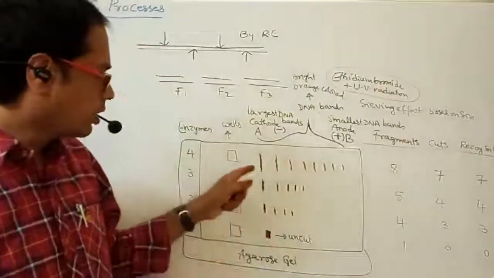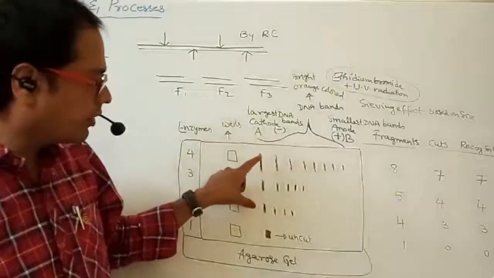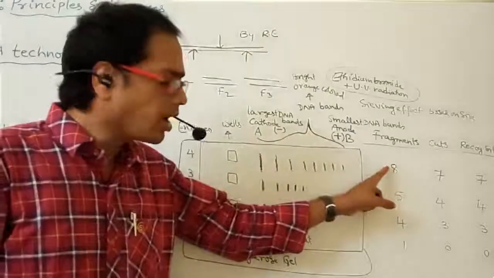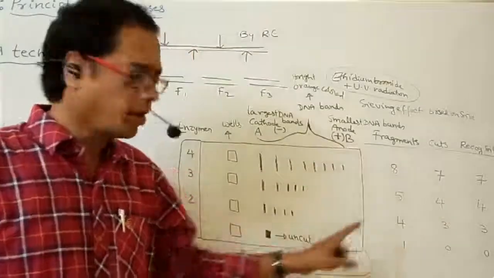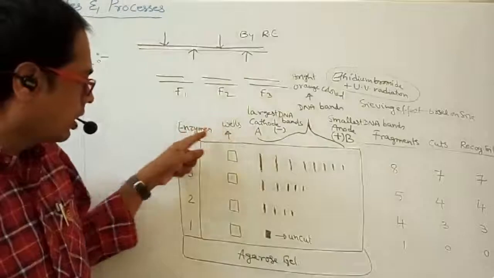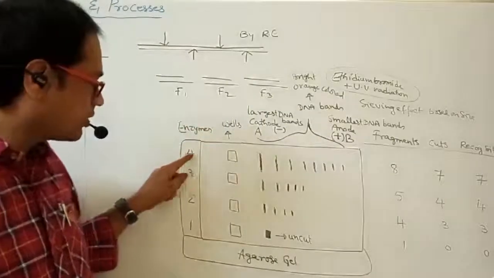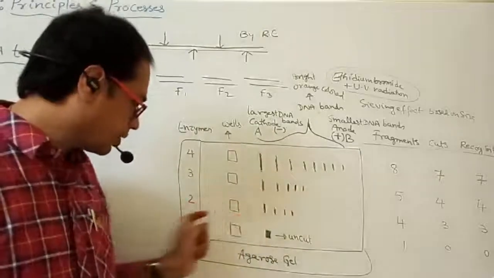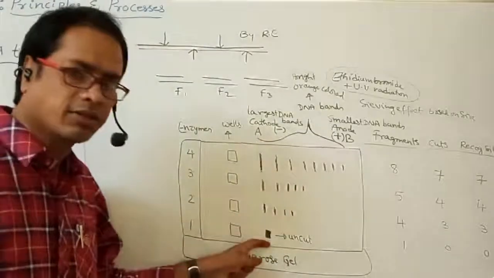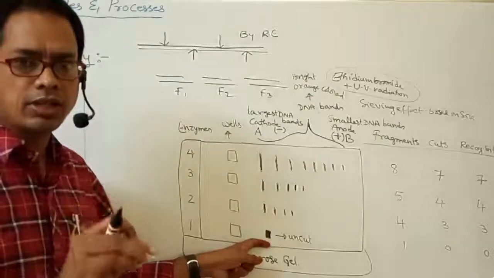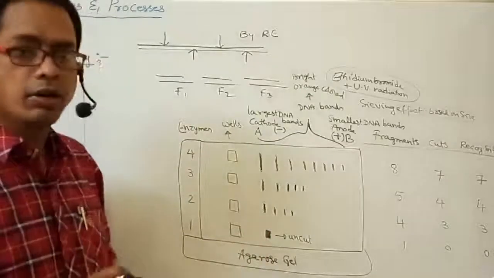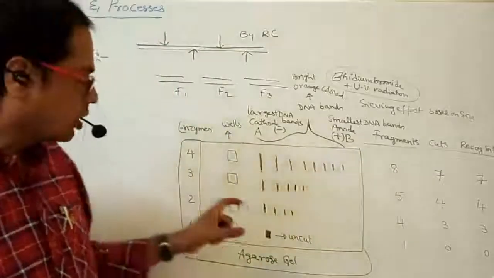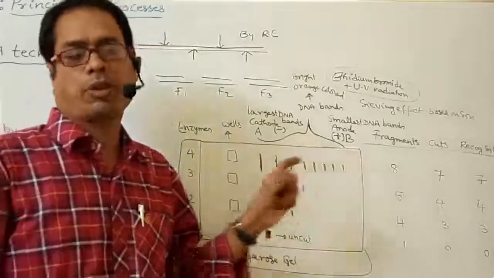Okay, so in the textbook a figure is given like this. How many fragments are there? 8 fragments. Cuts means 7, like this. This is enzyme 4, this is enzyme 3, this is enzyme 2. Enzyme 1 is uncut, that is, the enzyme does not cut that DNA, so only one fragment is there. So many DNA fragments are obtained.